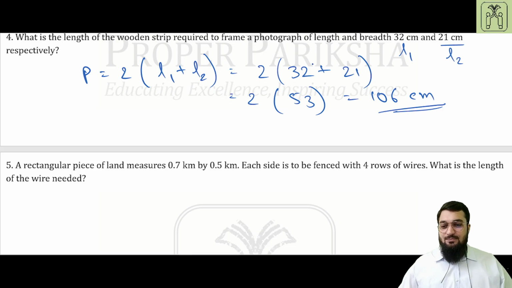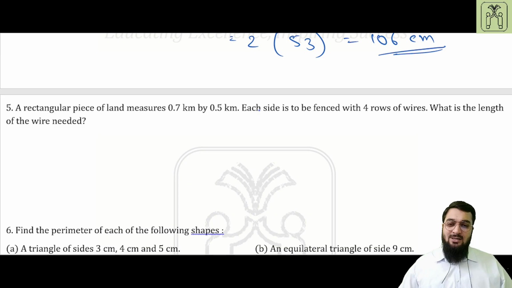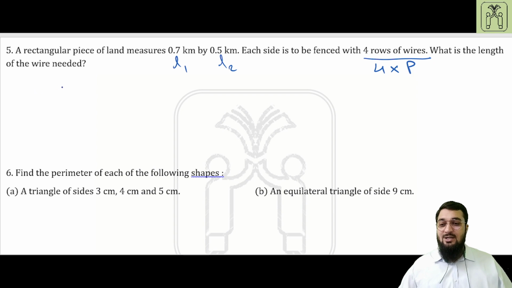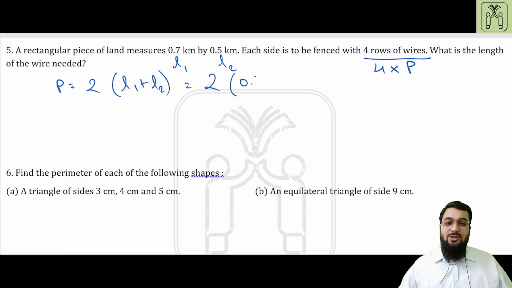Question number 5. A rectangular piece of land measures 0.7 km by 0.5 km, that is L1 and L2 have been given. Each side is to be fenced with 4 rows of wires. That is, we have to find out 4 times the perimeter. What is the length of the wire needed? So therefore, the perimeter will be first found out. So 2 into L1 plus L2, and that will be 2 into 0.7 plus 0.5, that will be 1.2. So 2 into 1.2 will give you 2.4 kilometers of perimeter.